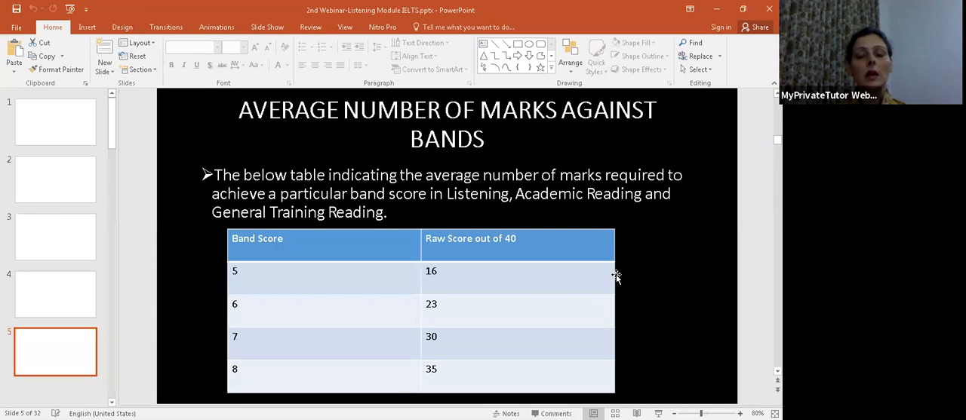The more your answers are correct, the better band you're going to get. So 23 out of 40, you will be able to get 6, 30 out of 40, 7, 35 out of 40, 8 band, and the highest is 9. So always think of the best, struggle hard and look for the best.